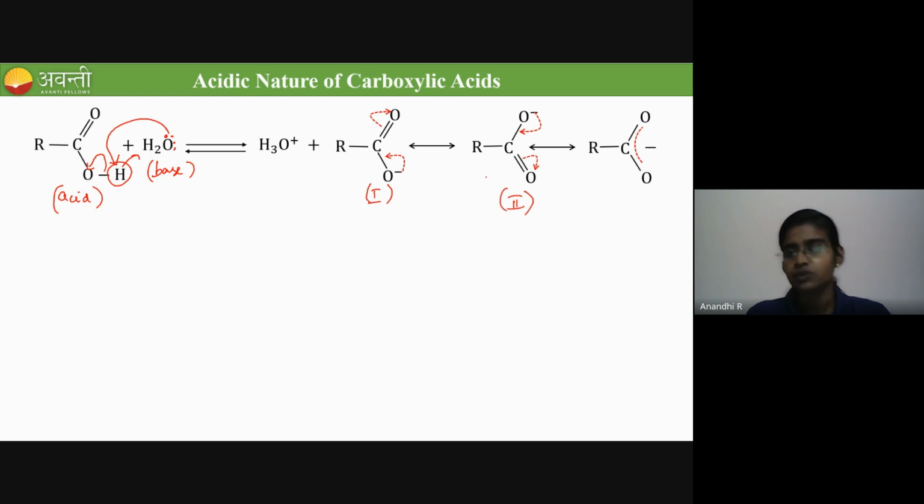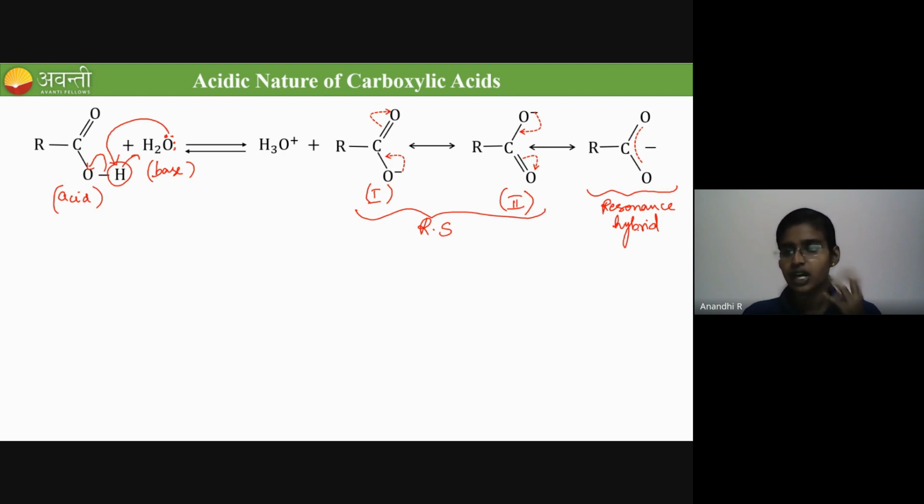So this is the first resonance structure, and this is the second structure. And if I want to write both structures in a single structure, I can write like this, no? So these two are called resonance structures and this is called the resonance hybrid. So the resonance hybrid exists in reality, whereas resonance structures do not exist in reality.